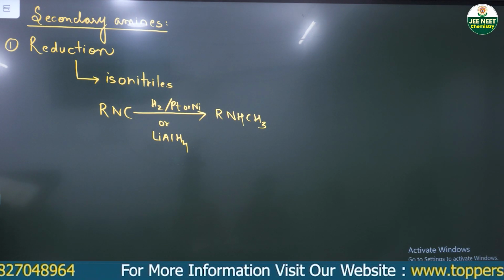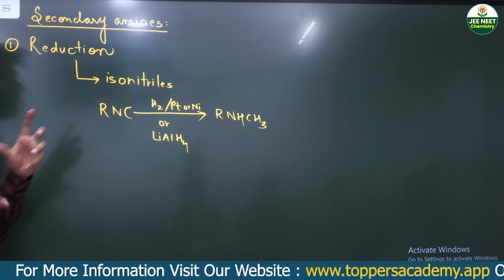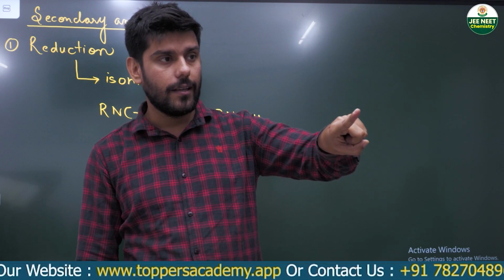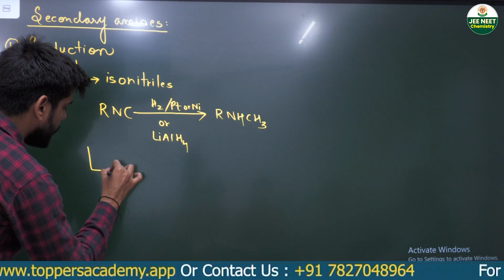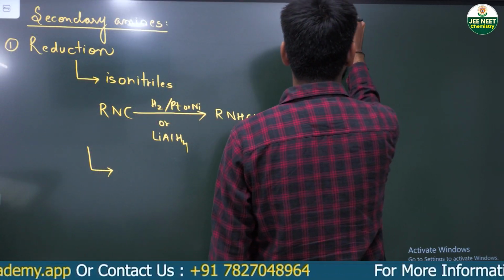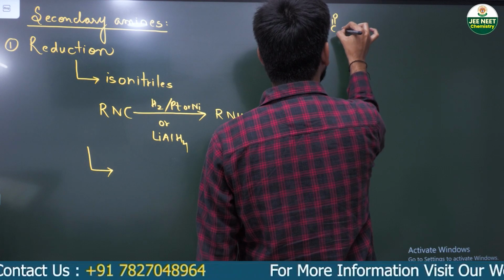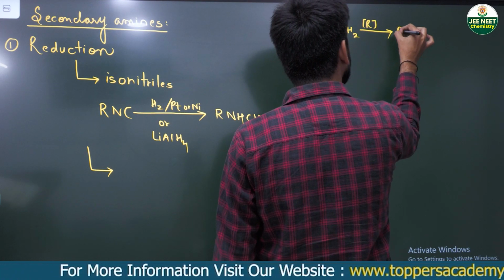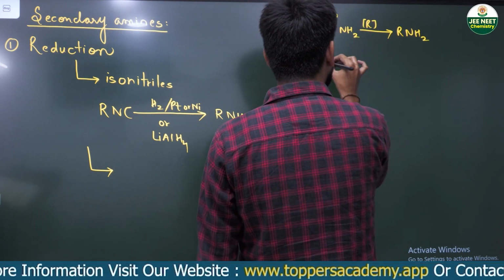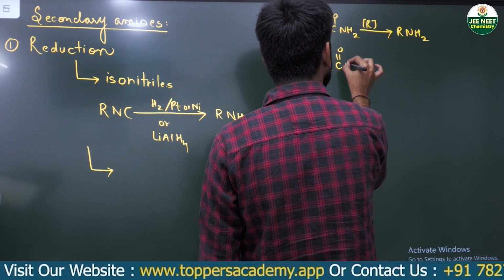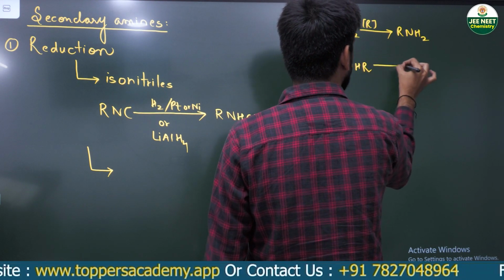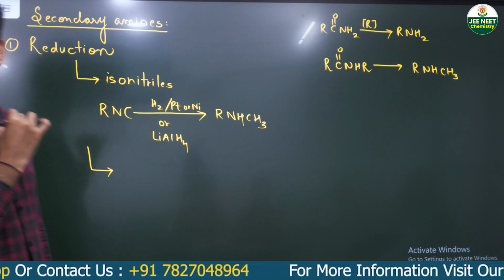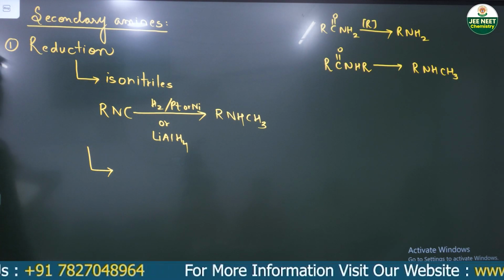If you remember, when we were discussing the reduction of amides into primary amines, if I have this type of amide and I perform the reduction of this, I got 1 degree amine. But suppose I have this kind of amide, so can I say I will get RNHCH3 kind of amine? 2 degree. Tell me yes or no?